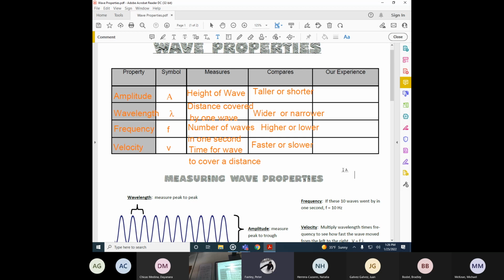Light. Sorry about that. So light has a velocity of 186,000 miles per second. Per second. Sound has a velocity of 750 miles per hour. See the difference? Now check this out.